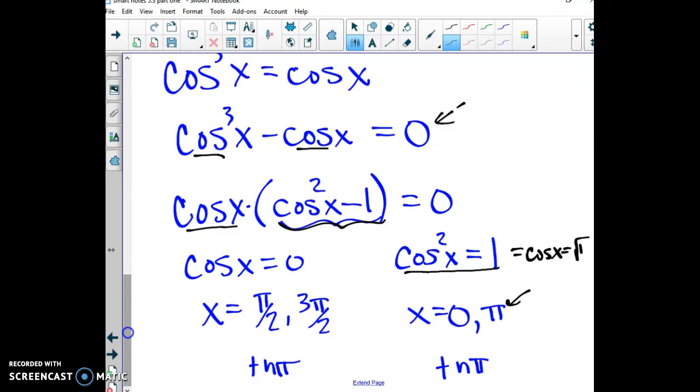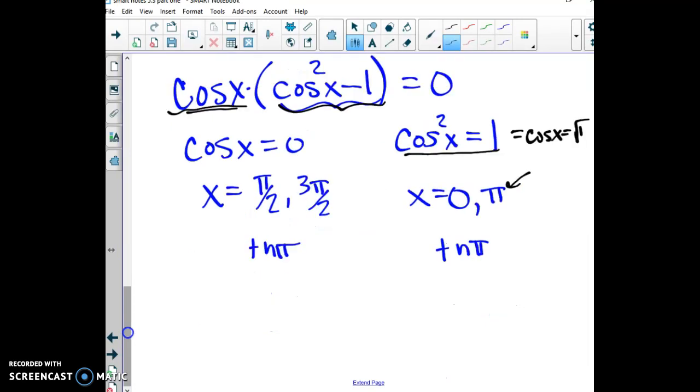And cosine x for the other factor equals 0. We know that happens at pi halves and 3 pi halves. Cosine has a period of 2 pi, so we're going to add n pi to each of those.